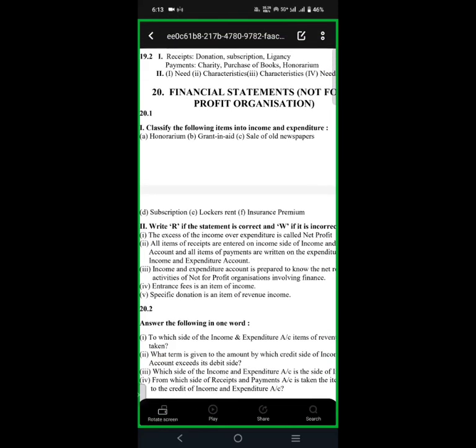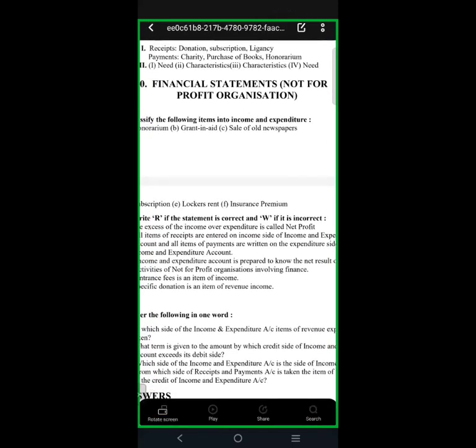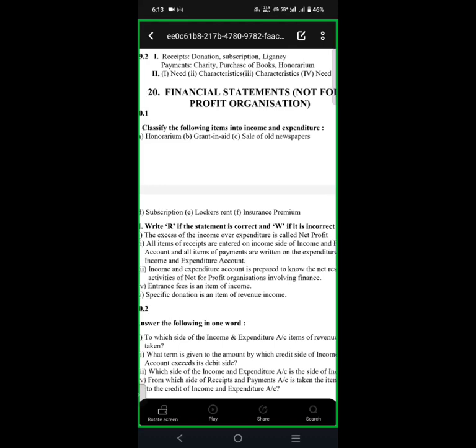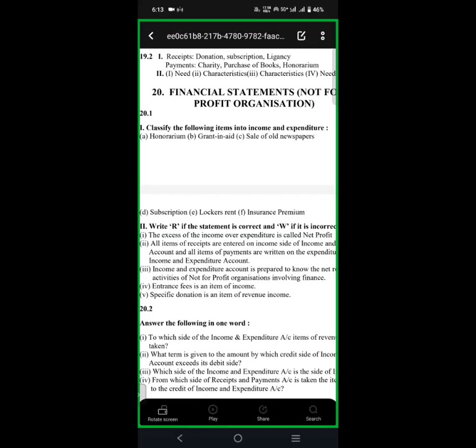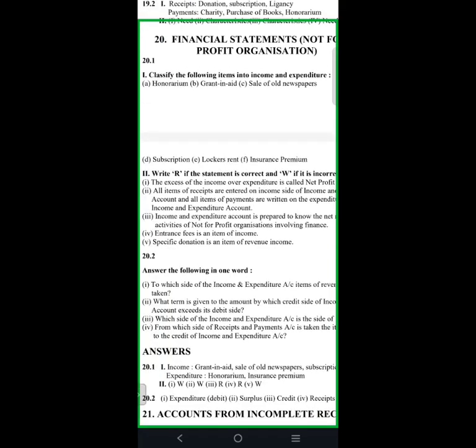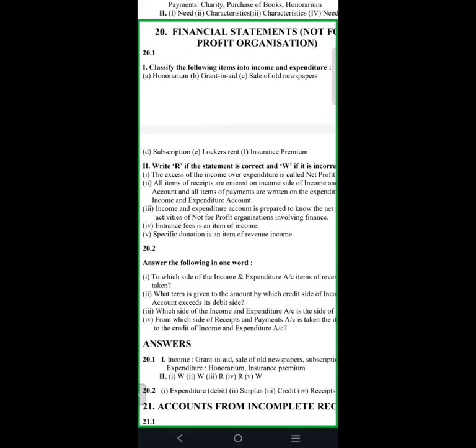Write R if the statement is correct, W if it is incorrect. And the excess of the income over expenditure is called a net profit. W. All items of receipts are entered on income side of income and expenditure account, and all items of payments are written on the expenditure side in income and expenditure account.